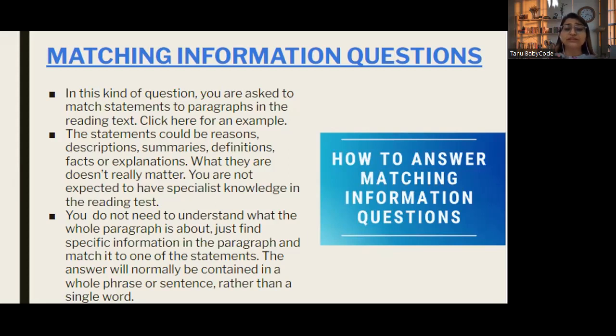The answer will normally be contained in a whole phrase or sentence rather than a single word. So it will be easier for you to find the answer here, right? Because the answer is actually there in a phrase or in a sentence, right?